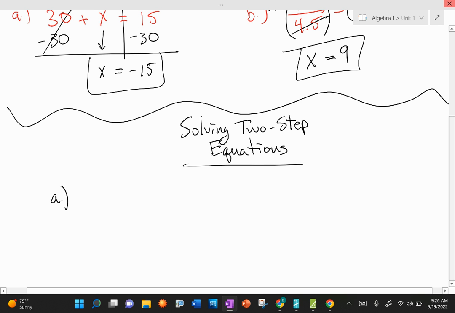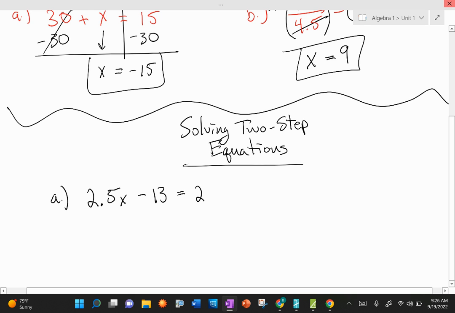So let's look at this problem. We have a bus that was late, so there may be some kids coming in late to class. We've got 2.5x minus 13 equals 2.